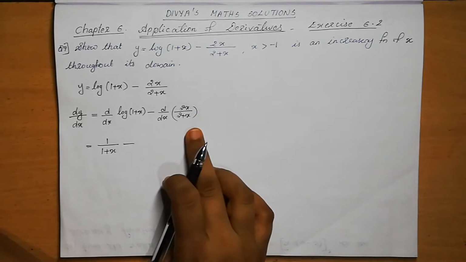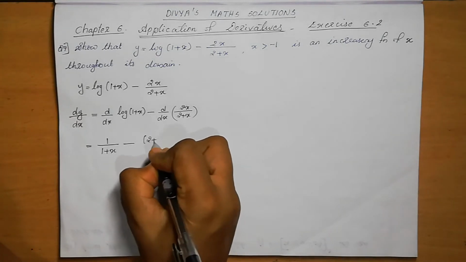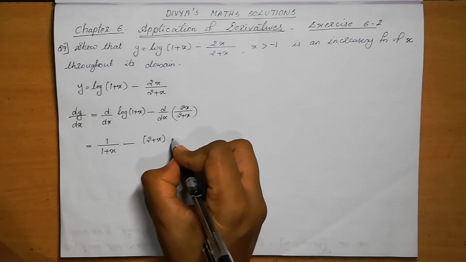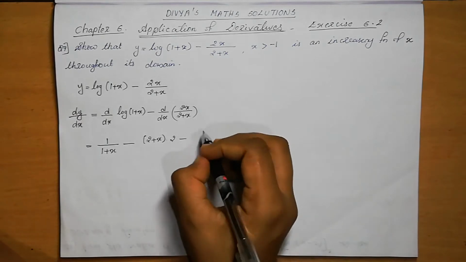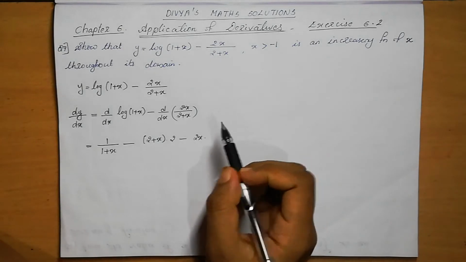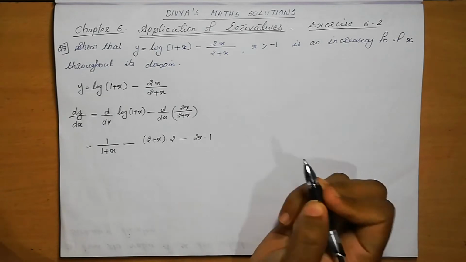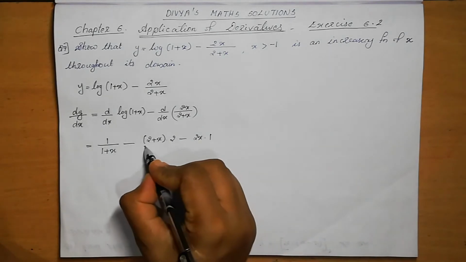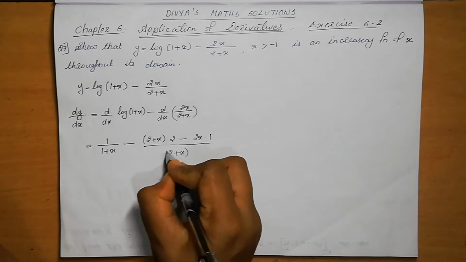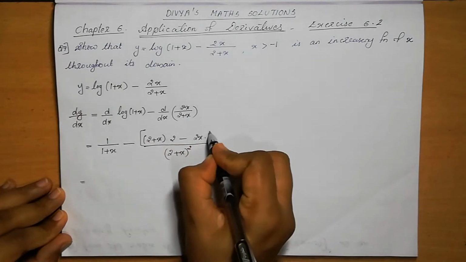This is in the form of d by dx of u by v, right? So the denominator, that means 2 plus x, into the derivative of the numerator. The derivative of 2x is 2, minus the function in the numerator, that is 2x, into the derivative of the denominator. The derivative of 2 plus x: derivative of 2 is 0 plus derivative of x is 1. Divided by the denominator, the whole square, that means (2 plus x) the whole square. This is the whole thing in the bracket.